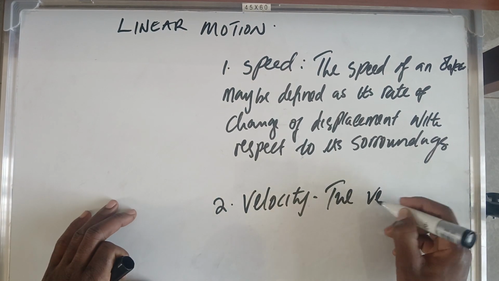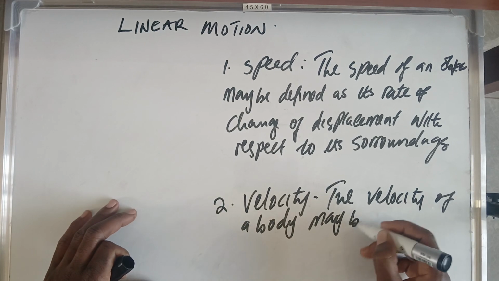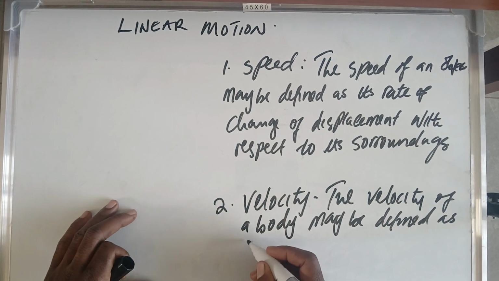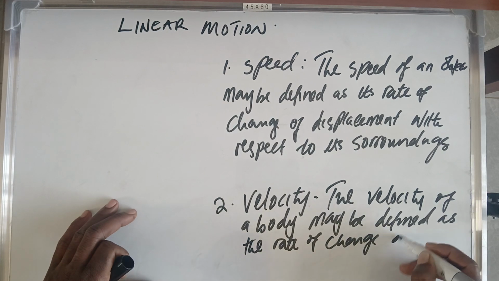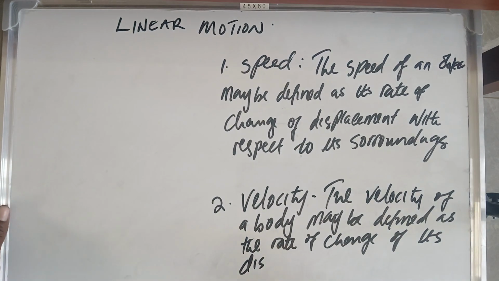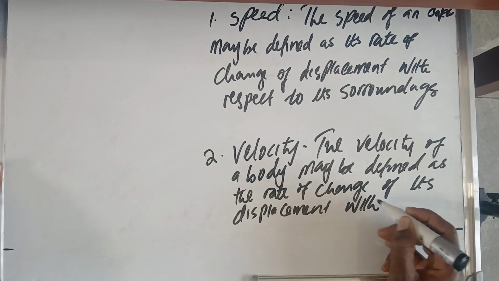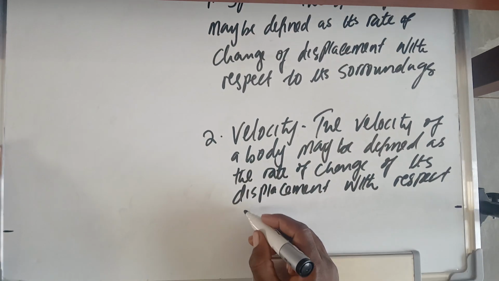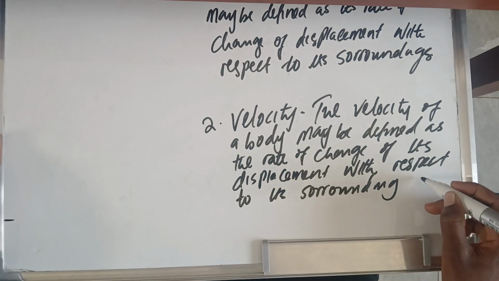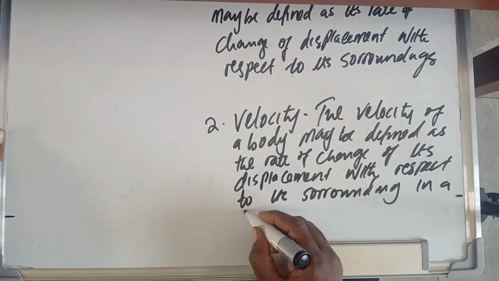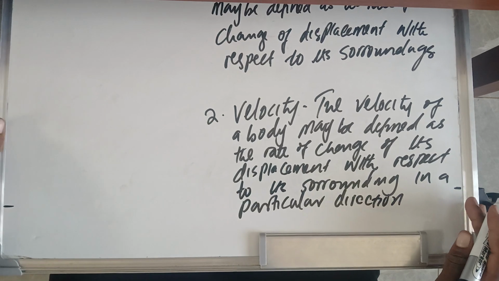So the velocity of a body may be defined as the rate of change of its displacement with respect to its surrounding in a particular direction. Have these notes in your book.